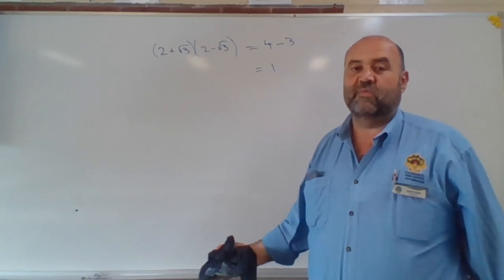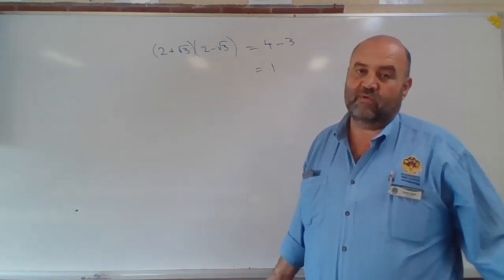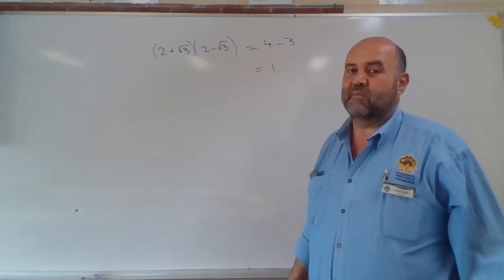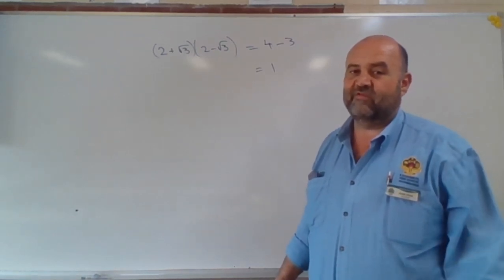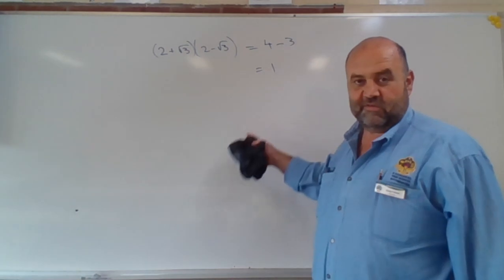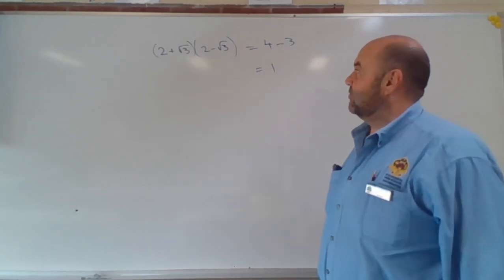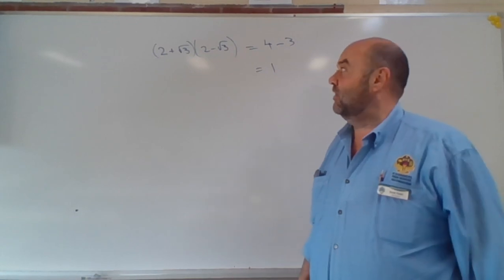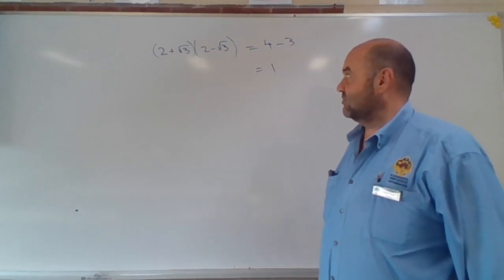You could conceivably walk up to, it's going to have to be a takeaway place now, but you could walk up and say, look, I want 2 plus root 3 times 2 minus root 3 hamburgers, please. You just want 1 hamburger. Try that. Let me know how you go in the comments. I'd love to hear your experiences.